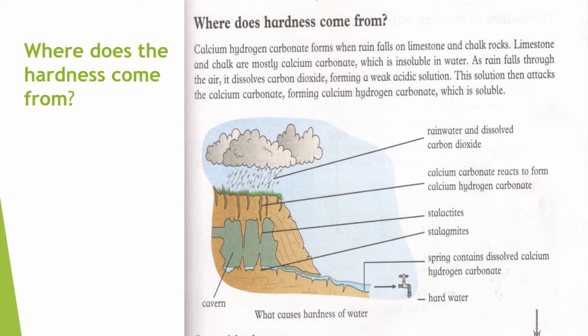rocks, as you observe in the diagram, these limestones and chalk are mostly calcium carbonate, which is insoluble in water. As the rain falls through the air, it dissolves carbon dioxide. That carbon dioxide from the air is mixed into the rainwater and forms a weak acidic solution. This solution then attacks the calcium carbonate, forming calcium hydrogen carbonate, which is soluble.